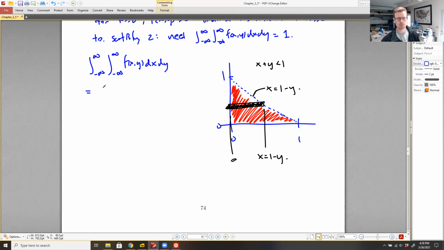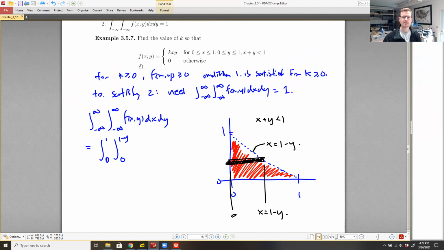So my non-zero region is the integral over y, which is second, from 0 to 1, and the integral for x goes from 0 to 1 minus y. And the function that we have in this case is k times x times y, k times x times y, dx, dy.